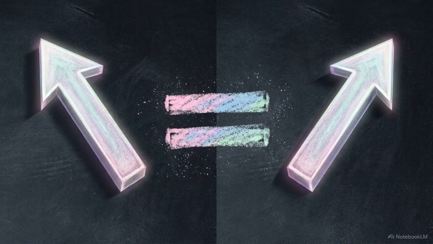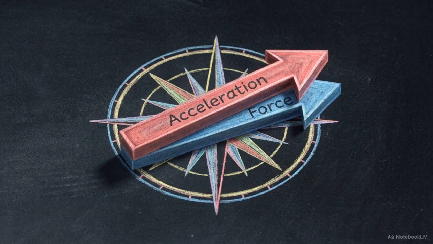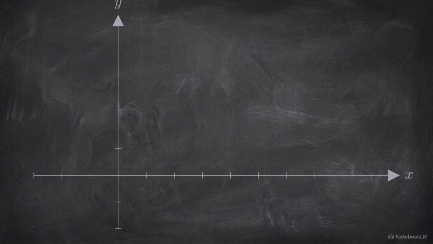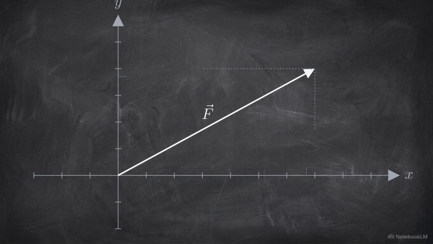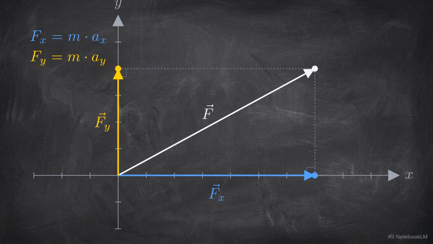Because force and acceleration are vector quantities, there is a strict rule here. The acceleration of an object will always point in the exact same direction as the net force causing it. In two-dimensional space, we can break these vectors down into independent x and y components. This allows us to track vertical and horizontal movement independently.